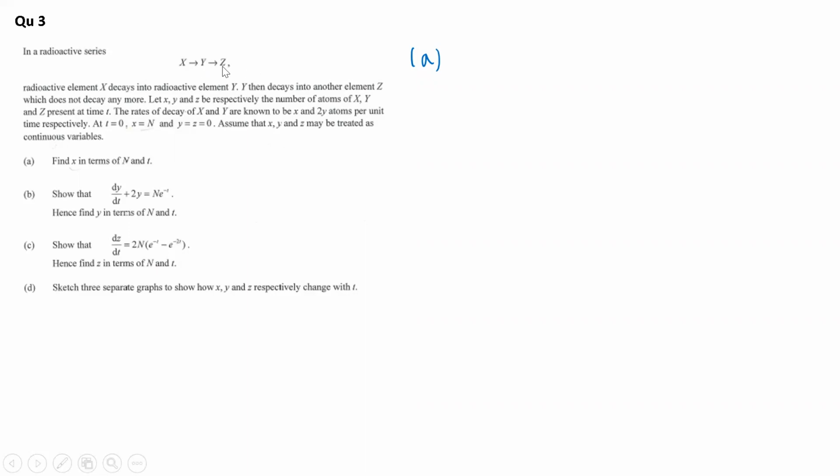So then we just simply write down dx/dt equals minus the rate times x itself. The rate will be given by the question. So this is actually just x itself, just one x. The whole thing is the rate.